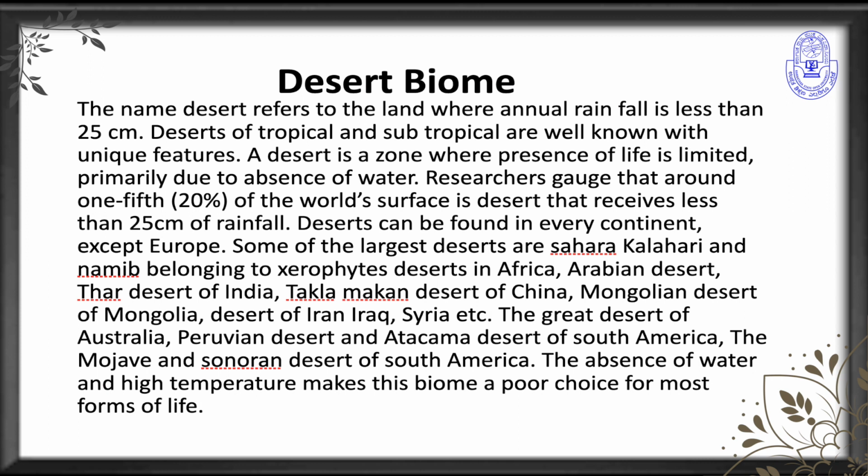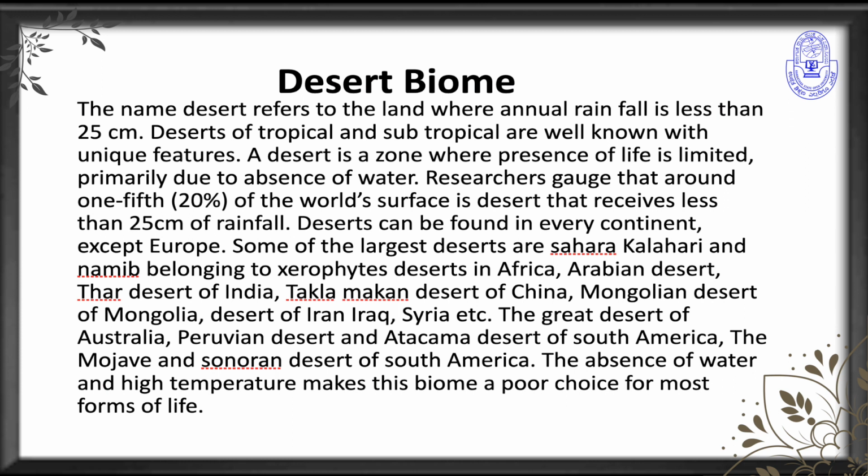Some of the largest deserts are the Sahara, Kalahari, and Namib, belonging to the xerophytic deserts in Africa; the Thar desert of India, the Taklamakan desert of China, the Mongolian deserts of Mongolia, and the deserts of Iraq, Iran, Syria, etc. The Great Deserts of Australia, the Peruvian Desert, and the Atacama Desert of South America, the Mojave and Sonoran Deserts of North America. The absence of water and high temperature makes this biome a poor choice for most forms of life.